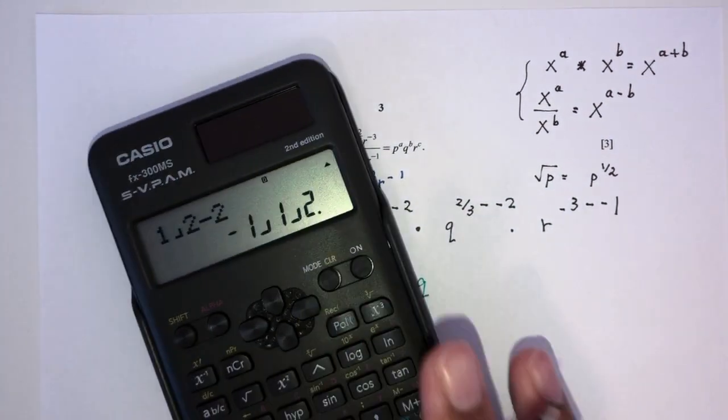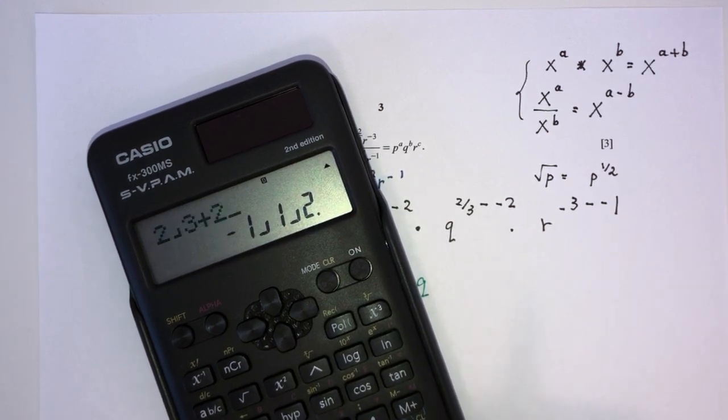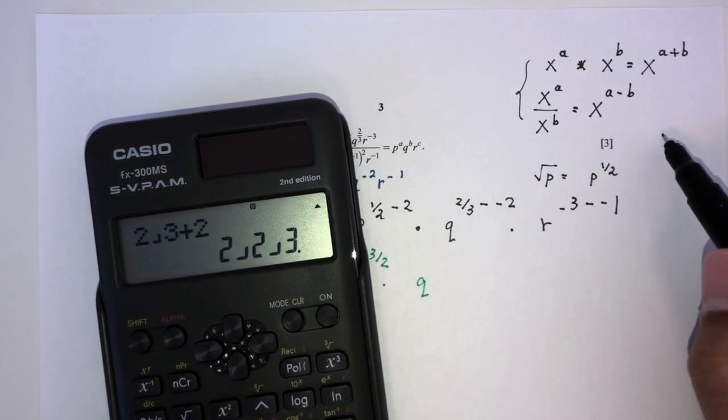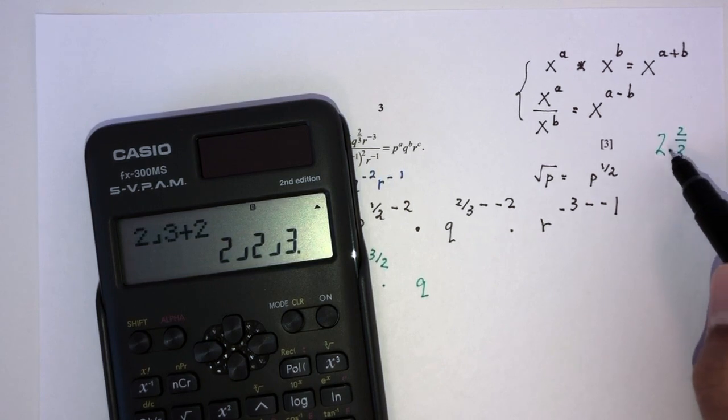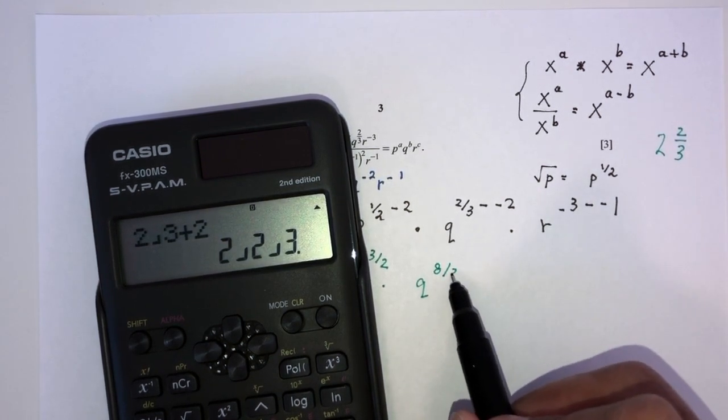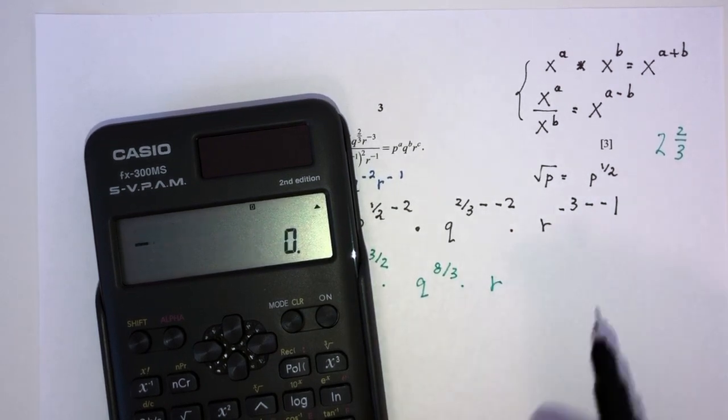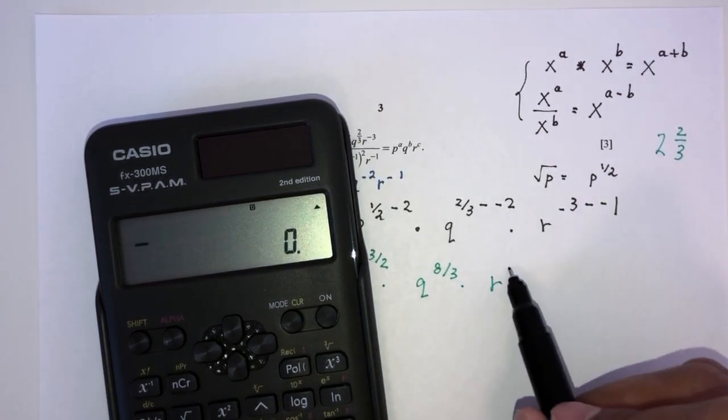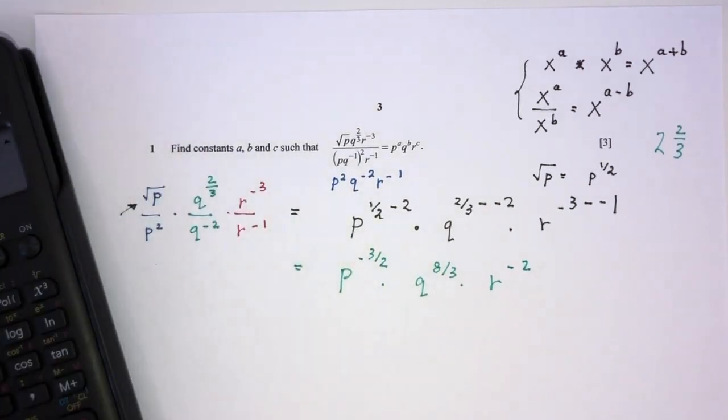q will be 2 over 3 plus 2, that should be, so 2 thirds is 2 times 3 is 6 plus 2, that will be 8. 8 over 3. And r will be what? Minus 3 plus 1, that should be just minus 2. So that will be your answer for this one.